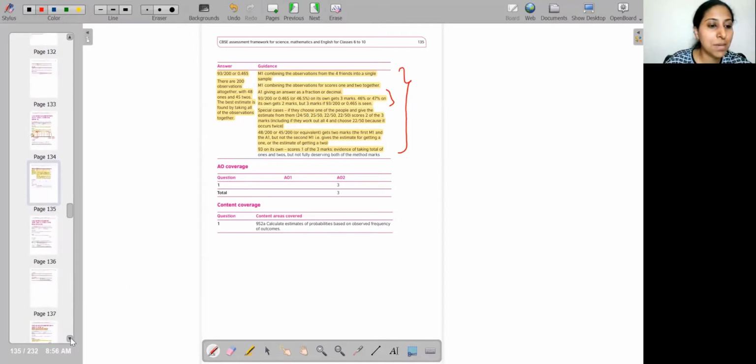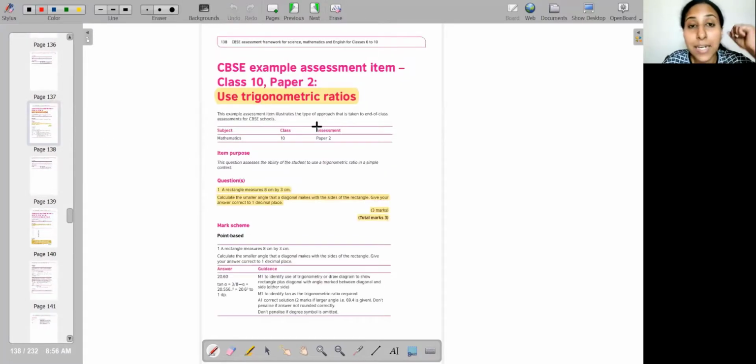Let's look at some other sections relevant to this paper. So if you're looking at the 10th grade paper where you're using trigonometric ratios, this is a question from the calculator-based paper, paper 2.